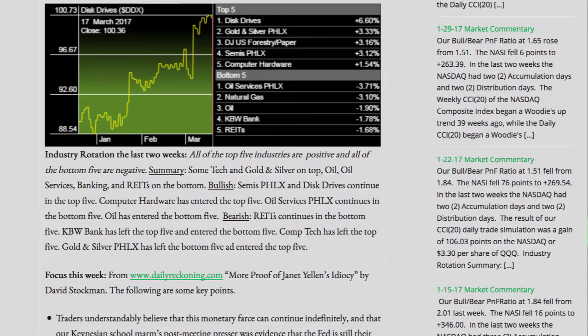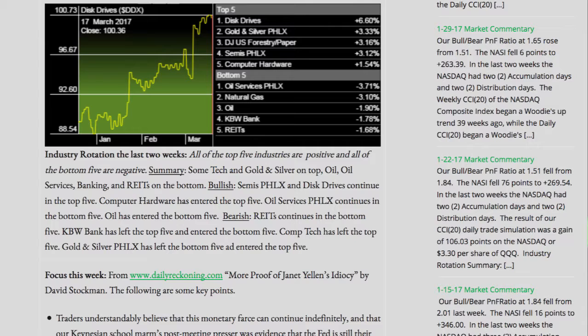Industry rotation the last 2 weeks. All of the top 5 industries are positive, and all of the bottom 5 are negative. Summary: some tech and gold and silver on top. Oil, oil services, banking, and REITs on the bottom. Bullish, semis and disk drives continue in the top 5. Computer hardware has entered the top 5.